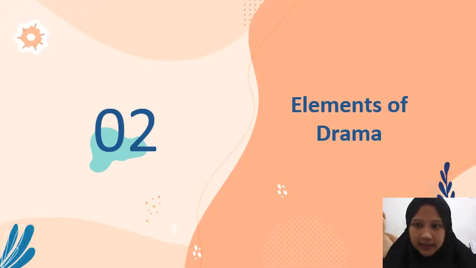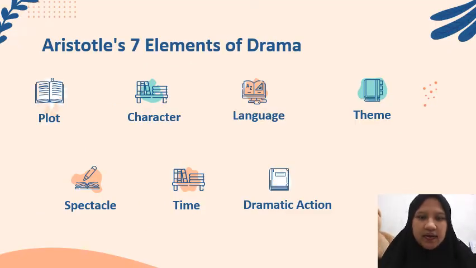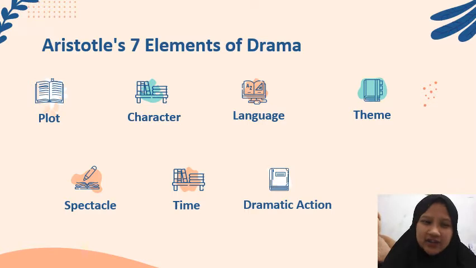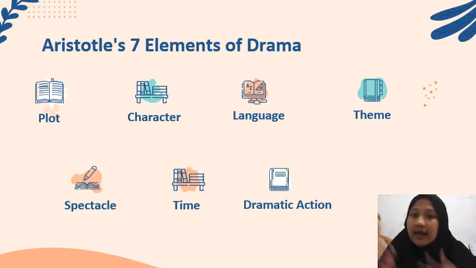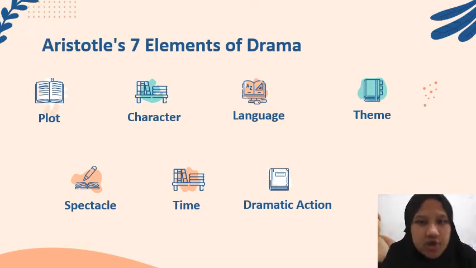And here we got elements of drama. So what I got is Aristotle's 7 elements of drama. Aristotle is a Greek philosopher, and he said that a play is not played without these 7 necessary elements of drama. And what are they? The first one is plot. Plot is like a sequence of events from the beginning, middle, and an end. It's a plot. And the second element is character, and then language.